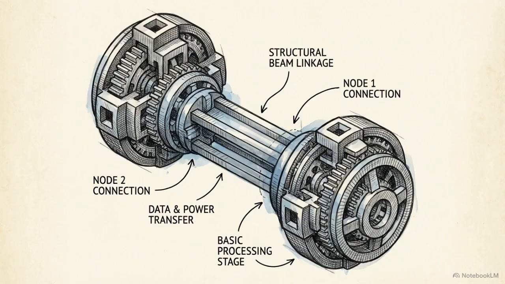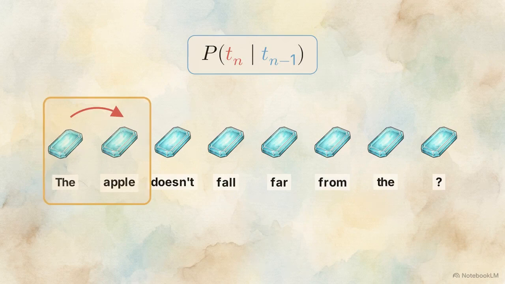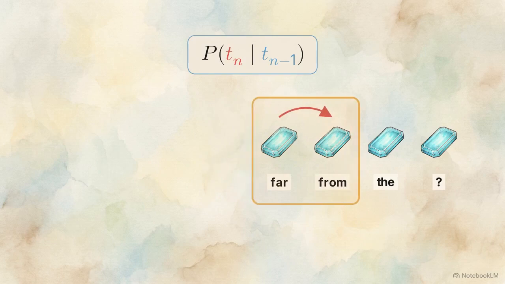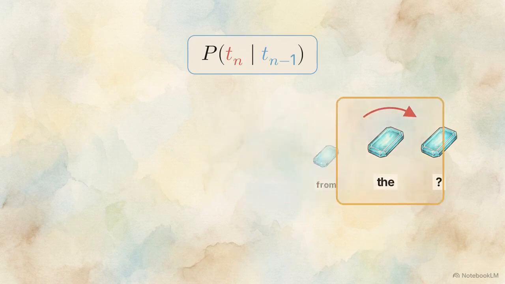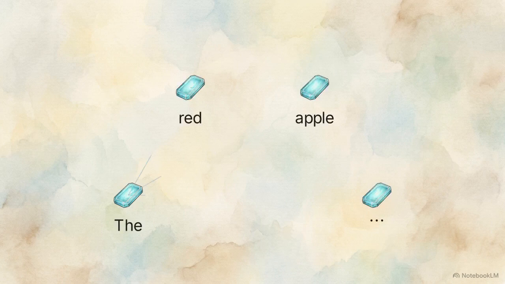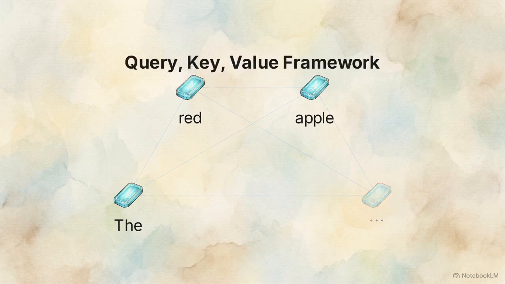Early language models relied on the bigram baseline. A bigram model operates on the Markovian assumption that the probability of the next token depends entirely on the single preceding token. It structurally lacks the ability to aggregate historical context, meaning it forgets the start of a sentence by the time it reaches the end. The transformer architecture bypasses this limitation using self-attention. Self-attention is a dynamic information retrieval protocol that allows every token in a sequence to communicate and build a contextualized representation of the input. It accomplishes this through the query, key, and value framework.